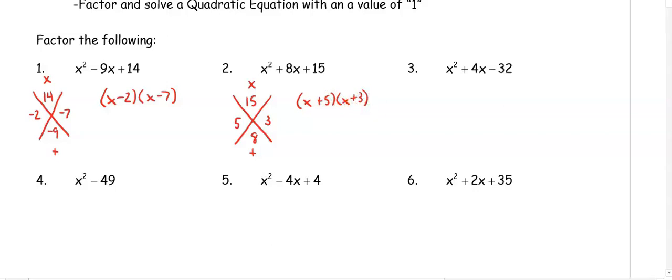In number 3, we have x squared plus 4x minus 32. So we want two numbers that multiply to -32 and add to +4. Because we're multiplying to a negative number, we want one of each sign. So we want a negative and a positive. If we're adding to 4, the bigger number is going to be positive. So we have 8 and -4. So x plus 8 and x minus 4.